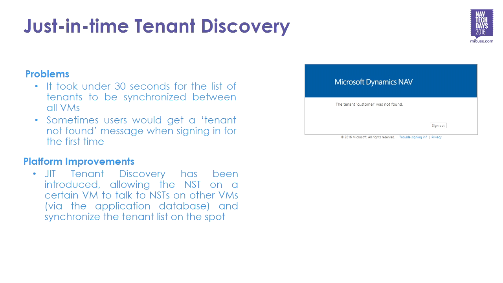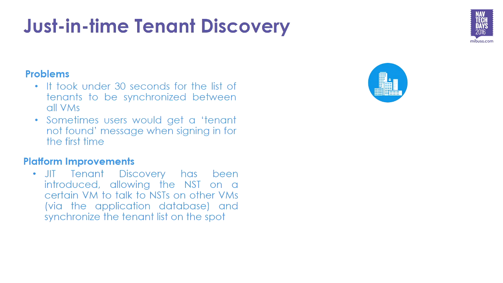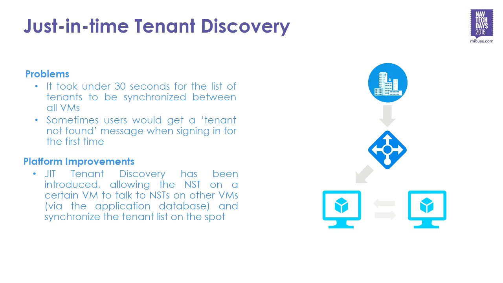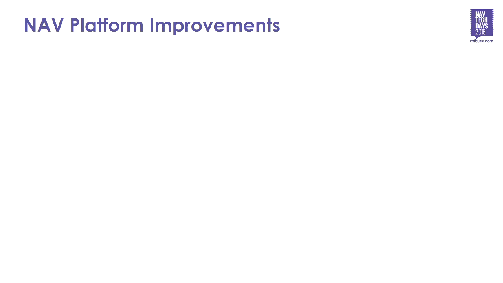And let me give you a diagram of how this works. You're a customer, you access the URL. And of course, you'll hit a load balancer, which will randomly select a virtual machine. Let's say it has selected one where the tenant hasn't yet been mounted. Before, you would get that message, and you would be probably unhappy. But now, the virtual machine will talk to the other virtual machines and say, by the way, do you have this tenant? It will synchronize just in time, and then it will give the user an adequate first experience.